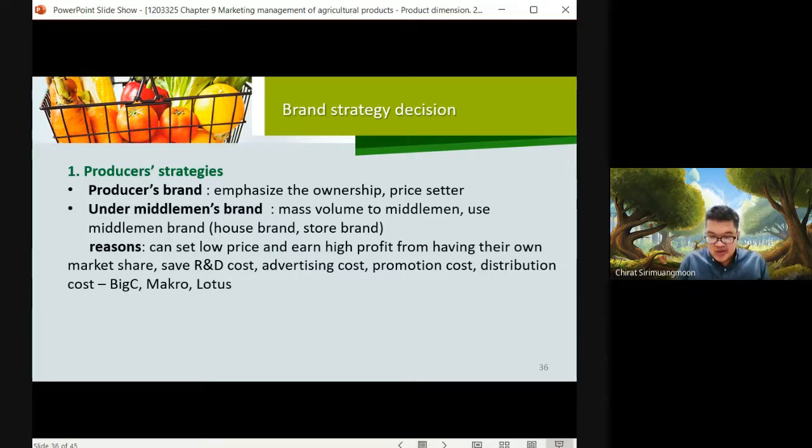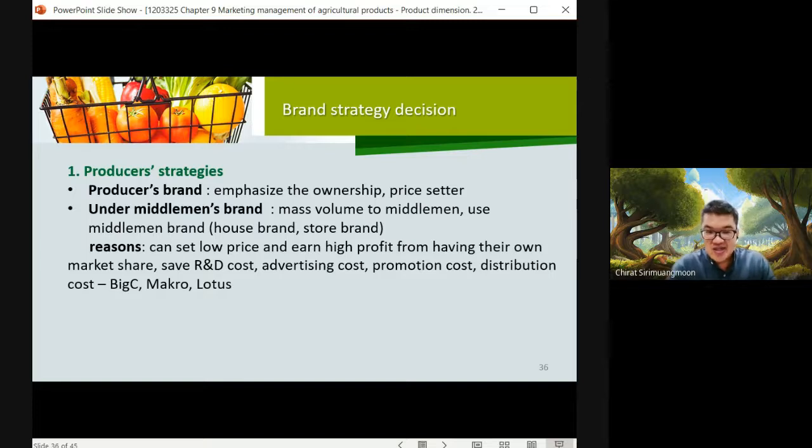In terms of the producer wanting to sell the product in mass to the middlemen, they would ask the middlemen to use the middleman's brand, because they would have some advantage from the middleman's brand. In this case, think about the Big C brand, Macro brand, or Lotus brand. They have branches around Thailand, so their production rate is going to be very high.